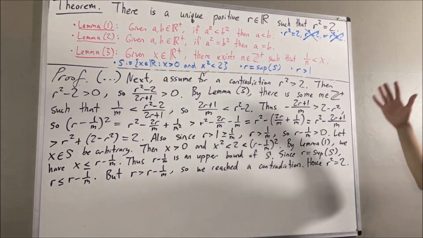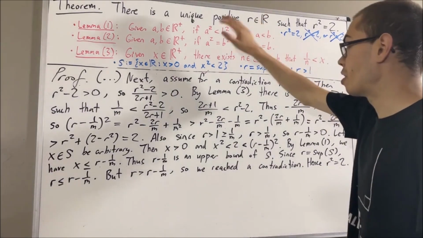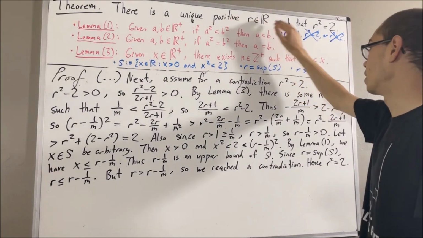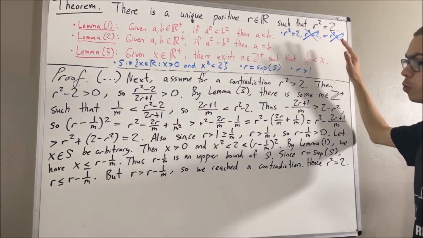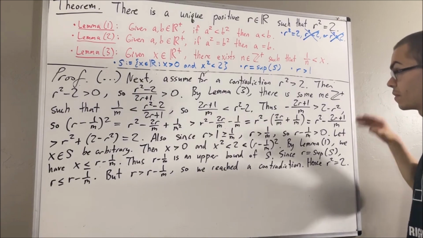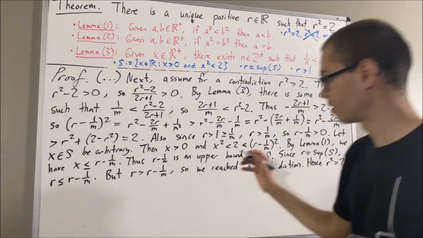So at this point, we have proven existence, right? We have shown that there exists a positive real number that satisfies this condition. So now, we want to prove uniqueness, right? We want to show that this is the only positive real number that satisfies this condition.